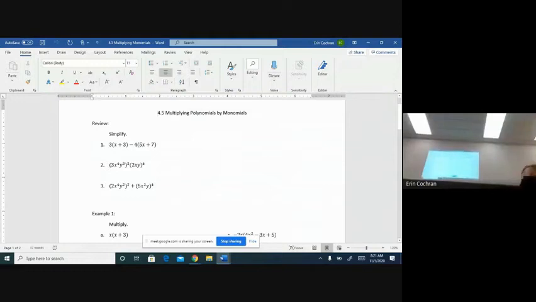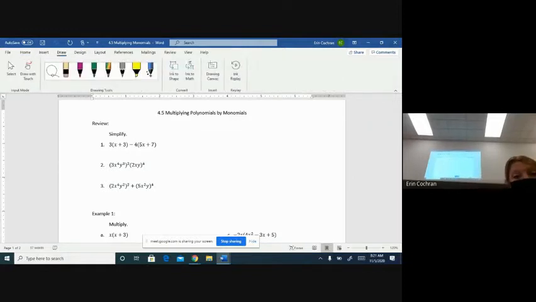Be my first step to simplify number 1. Distribute, right? So what am I distributing in the first one? 3. And what would I distribute in the second one? -4. Perfect. Okay. So what is 3 times x? 3x. What is 3 times 3? 9.